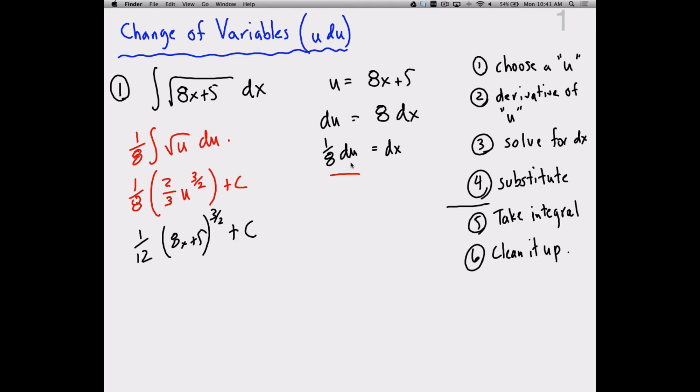Question? I just missed the one part. Where'd the 1/12 come from? It's 1/8 times 2/3. Okay. We having fun yet? No. Let's move on.